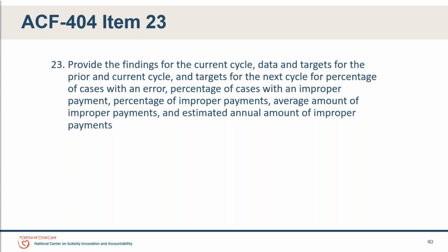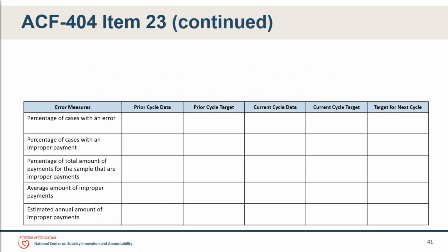In 23, this is where you provide a series of targets and findings from the current and previous cycle, and also your future targets for a series of data points: percentage of cases with an error, percentage of cases with improper payment, percentage of improper payments, your average amount of improper payments, and then the estimated annual amount of improper payments. So this sounds like a lot of data points, and it is, but a lot of it does get pre-populated.